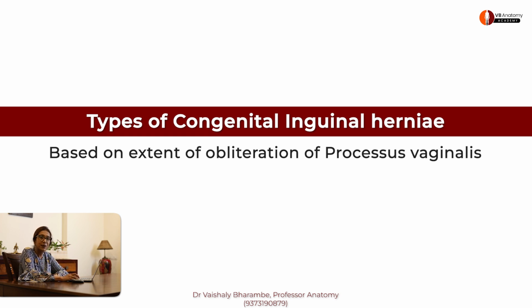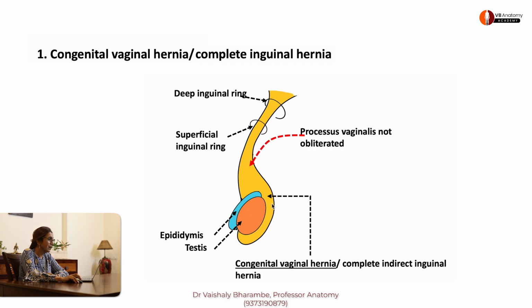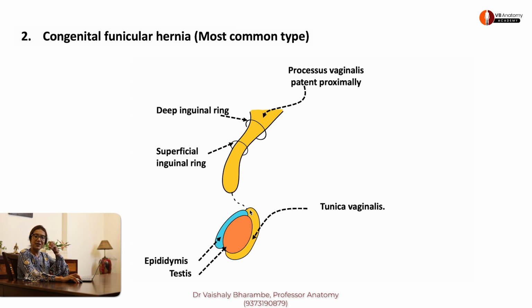Congenital inguinal hernia you will see. If it remains completely patent, you have what is called congenital vaginal hernia. You can see the whole yellow tube, it's completely patent. Sometimes it is obliterated just above the testis but patent above. Just above the testis there is a short obliteration of processus vaginalis. This is the most common condition, congenital funicular hernia. The intestines are entering into it till here.